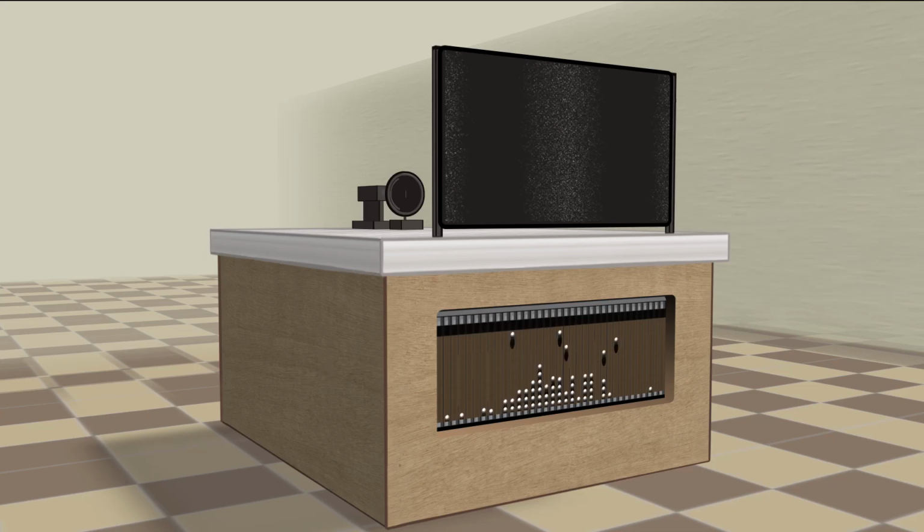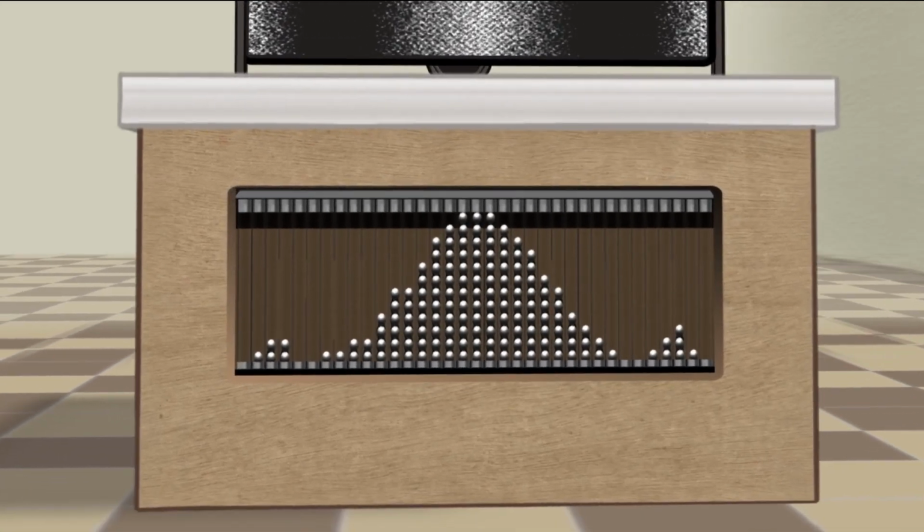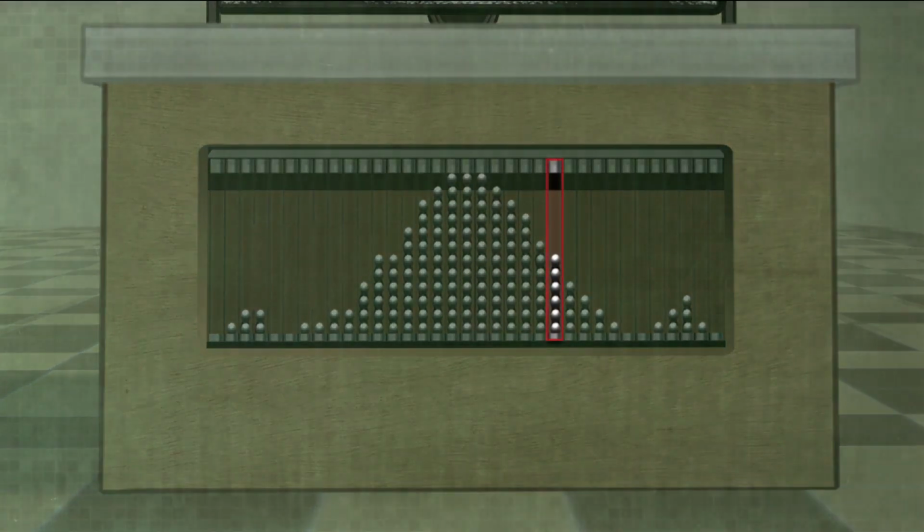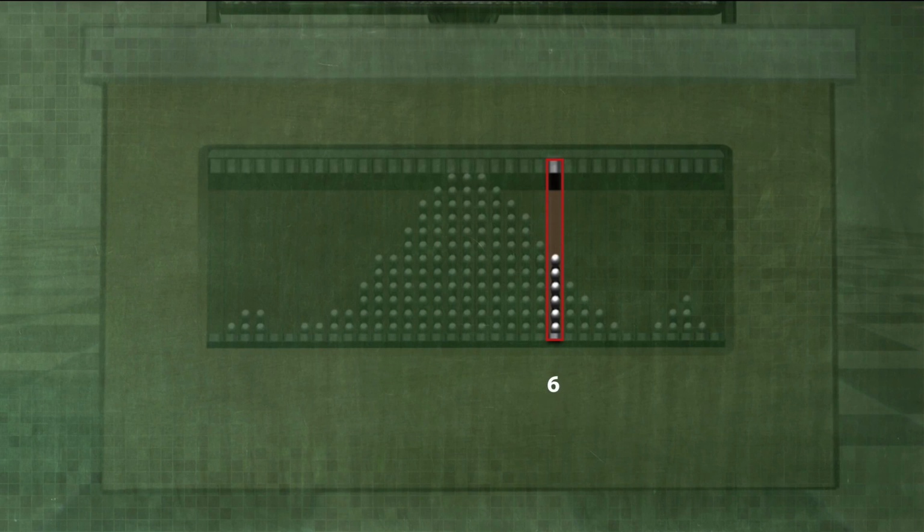The position of a photon on the screen is determined by chance. Let us, for example, consider the red pipe in which 6 out of 150 balls have landed. The probability P of x in this pipe is 6 divided by 150 equals 4%.